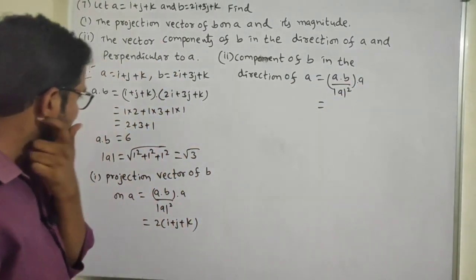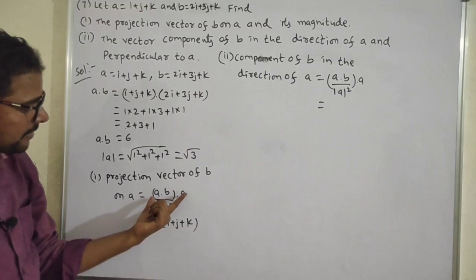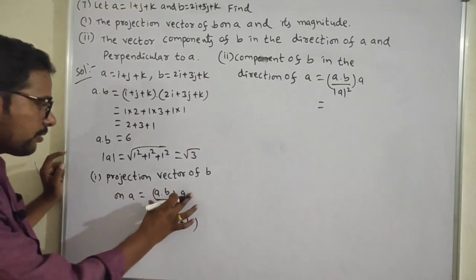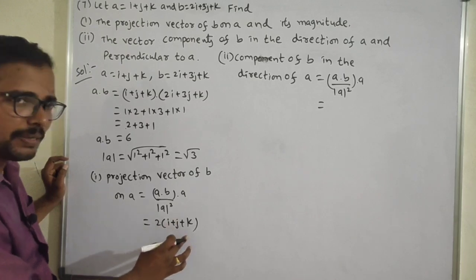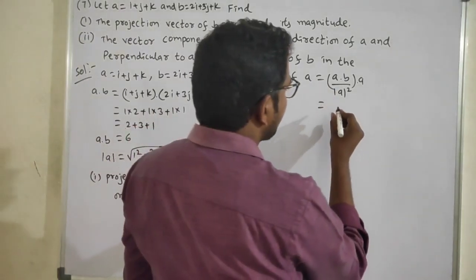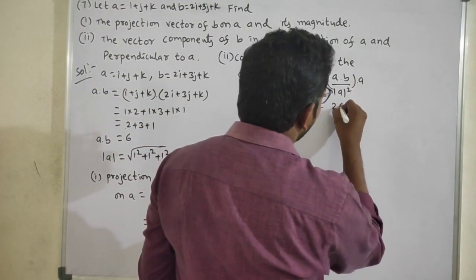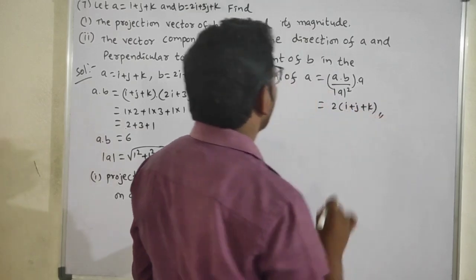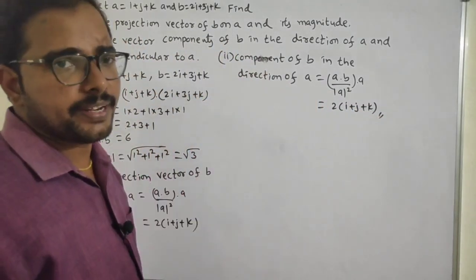Already in our first one, the projection vector of B is the same value, A dot B by mod A square into A. Already its value came as 2 into I plus J plus K. So substituting here, the total value is 2 into I plus J plus K. This is the projection vector of B in the direction of A.